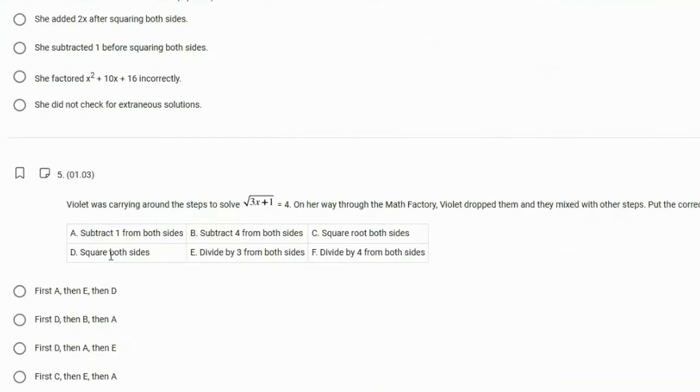And then here's Violet, who was going to solve this. She was going to solve that. And on her way through the math factory, she dropped all the steps. And she got them mixed up with steps from another problem. What are the steps you need to do to solve this? And there's only 3. Is it A, E, and D; D, B, and A; or D, A, and E? Figure out which 3 steps would solve that. And that's it, 5 problems.